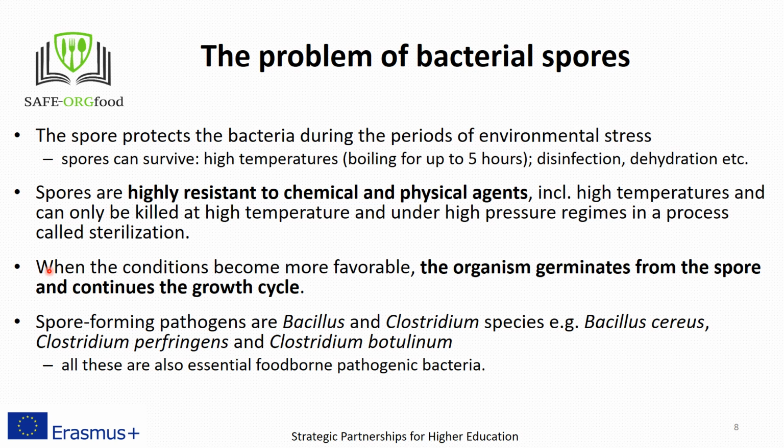Bacterial spores can be an even bigger food safety problem. Spores can survive high temperatures, for example, boiling for up to 5 hours. Also, they can survive disinfection, dehydration, and other treatments. When the conditions become more favorable, for example, presence of nutrients, water, and suitable temperature, then the organism germinates from the spore and continues multiplying in food. Spore-forming bacteria include some well-known foodborne pathogens like Bacillus cereus, Clostridium perfringens, and Clostridium botulinum.